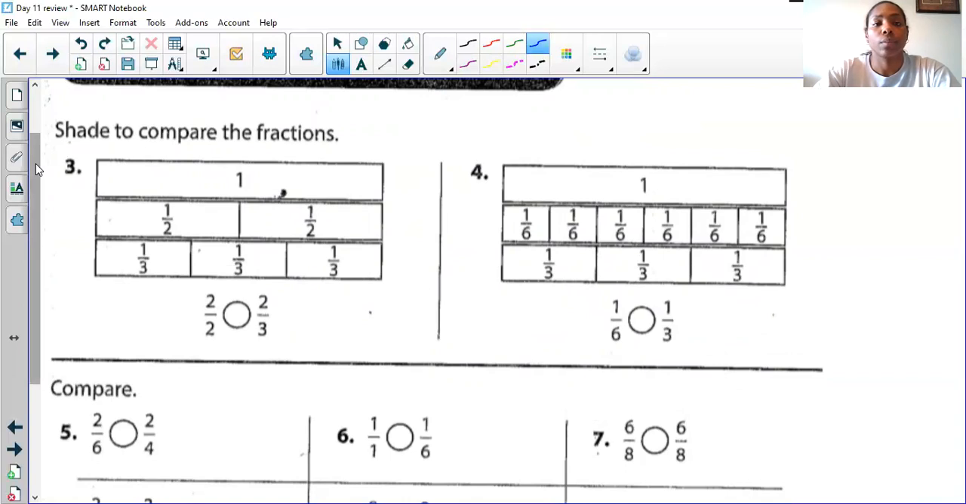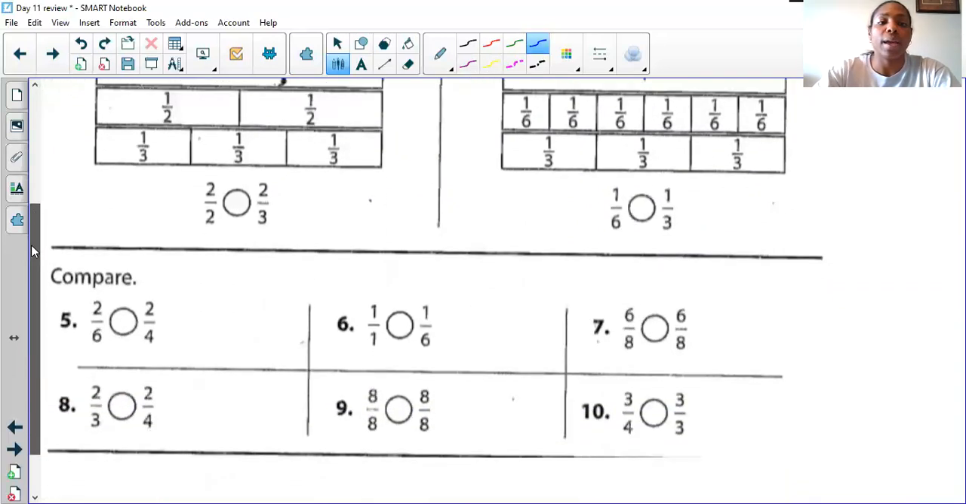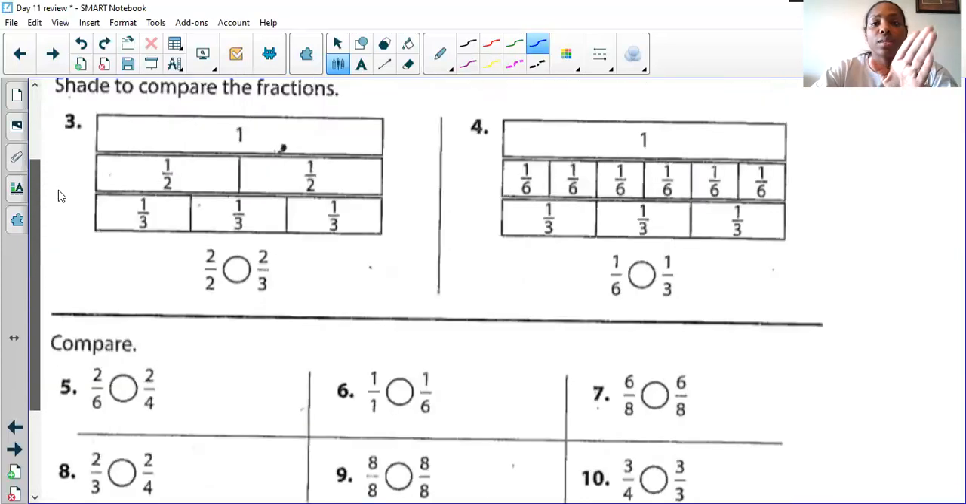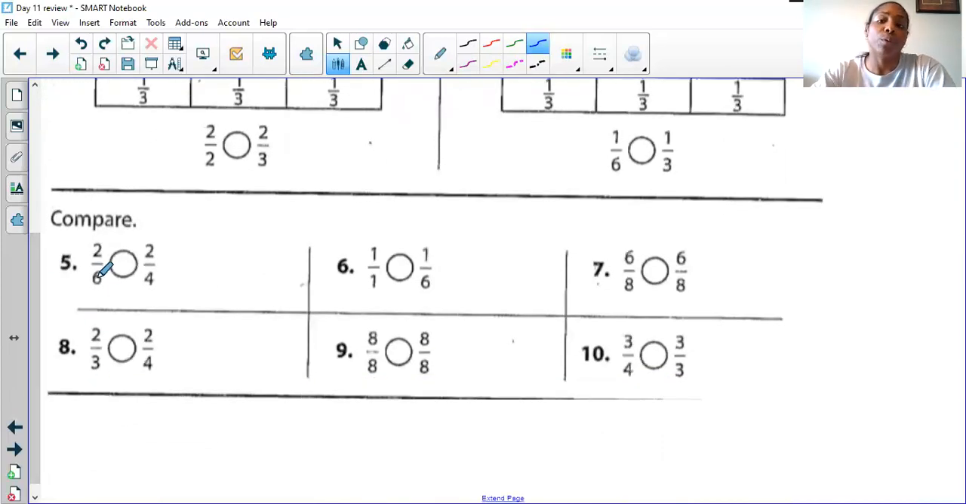Okay, welcome back. Now, if you were using the pictures at the top, the fraction strips at the top, you should have gotten 3 and 4 correct with no problems. But now what I'm going to do is I'm going to assist you with the odd numbers for the compare section. So if I'm doing the odd numbers, that means I'm going to help you with 5, 7, and 9. Okay, so remember, we're not looking at the numerator, we're looking at the denominator, and we're looking for the denominator that has the smaller number, because that means it's going to have the bigger fraction.